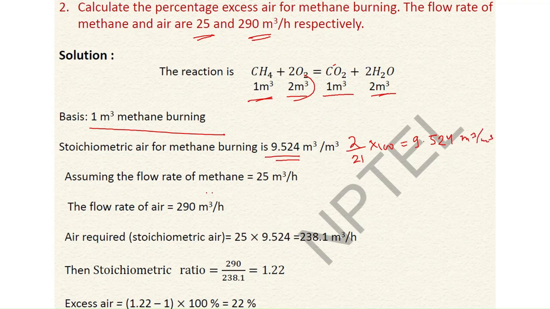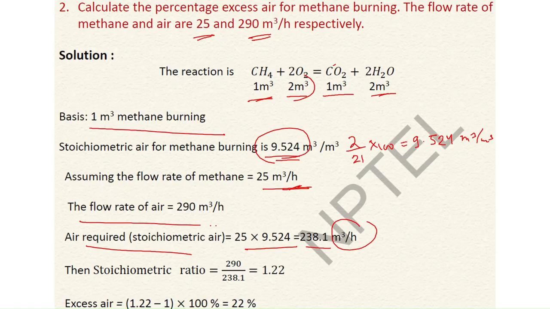Assume the flow rate of methane is given as 25 meter cube per hour. For 1 meter cube of methane burning, this much amount of air is required stoichiometrically. So for 25 meter cube, air required will be 25 into 9.524, which is 238.1 meter cube per hour. And the flow rate of air given is 290 meter cube per hour. So this is the air given, and this is the stoichiometric air which is required.